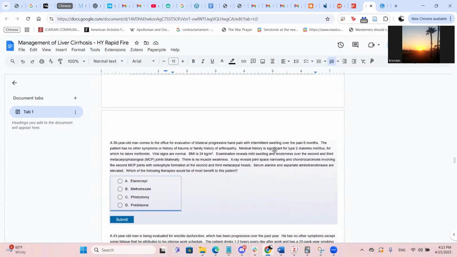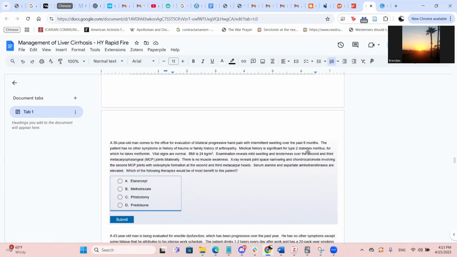All right, next question. A 38-year-old man comes to the office for evaluation of bilateral progressive hand pain with intermittent swelling over the past 6 months. The patient has no other symptoms or history of trauma or family history of arthropathy. Medical history is significant for type 2 diabetes mellitus, for which he takes metformin. Vital signs are normal. BMI is 24. Exam reveals mild swelling and tenderness over the second and third metacarpophalangeal joints bilaterally. There's no muscle weakness. X-ray reveals joint space narrowing and chondrocalcinosis involving the second MCP joints with osteophyte formation at the second and third metacarpal heads. Serum alanine and aspartate aminotransferases are elevated. Which of the following therapies would be of most benefit to this patient?